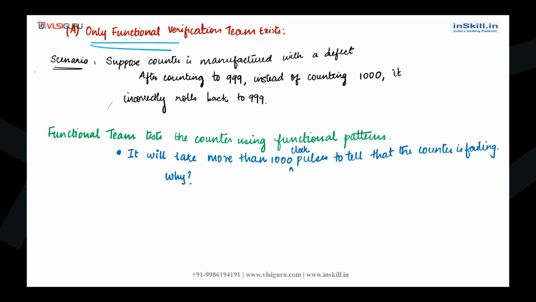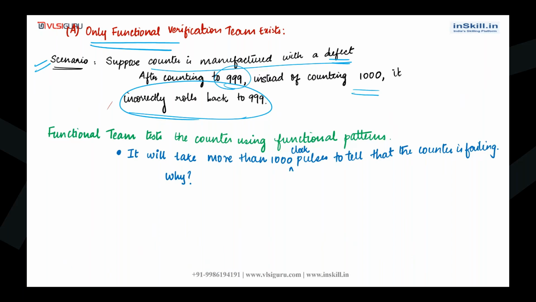So what is the scenario we are considering? We are having a design with a 10-bit counter with a counter initialization and a counter observation circuit. Suppose the counter is manufactured with a defect. That is the reason why after counting 999, instead of counting 1000, it incorrectly rolls back to 999.